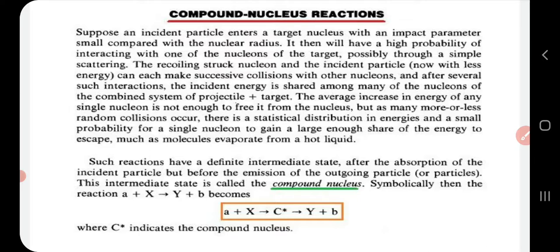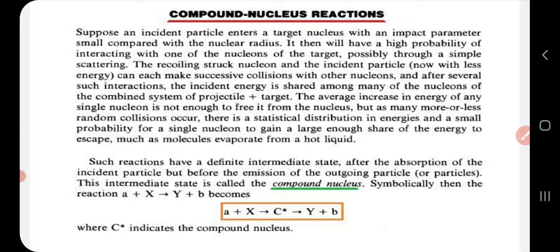Suppose that an incident particle enters a target nucleus with an impact parameter small compared to the nuclear radius. It then will have a probability of interacting with one of the nucleons. Nucleons means either protons or neutrons of the target, possibly through a simple scattering. So you are supposing that a particle is incident on a target nucleus. Suppose that it interacts with one or more nucleons present in the target nucleus.